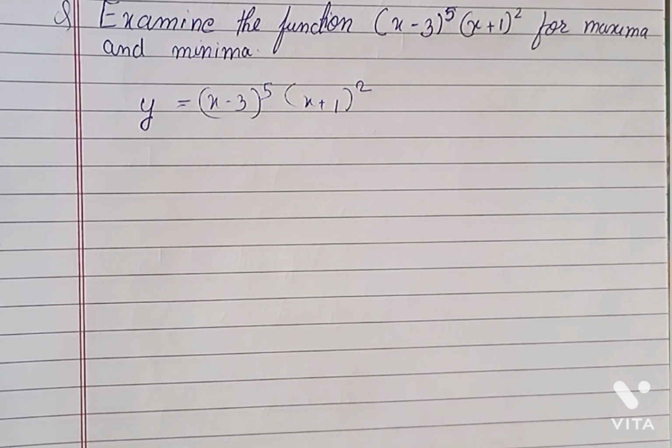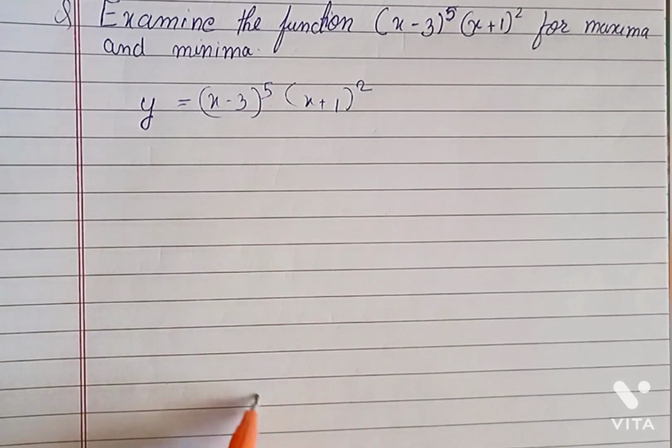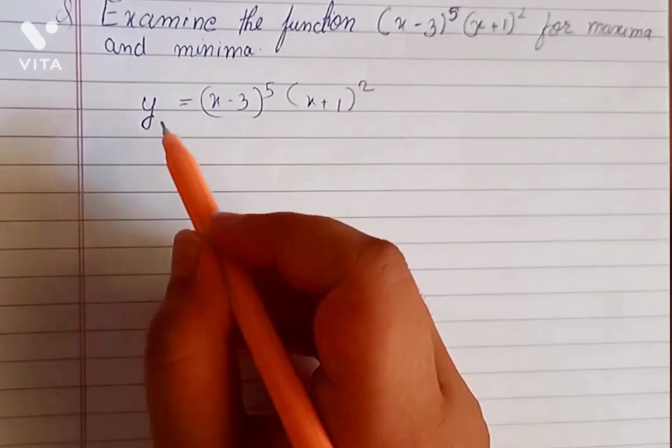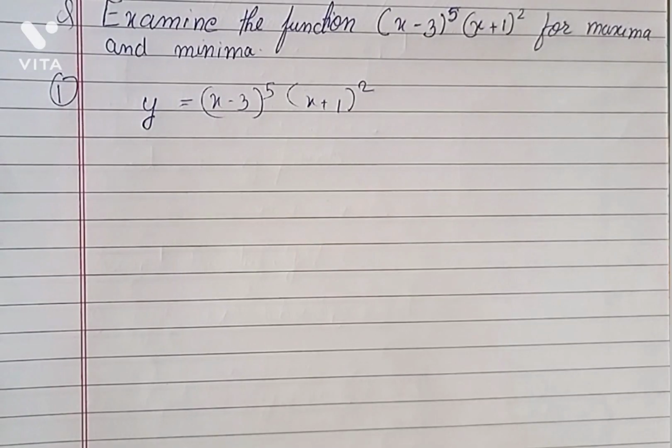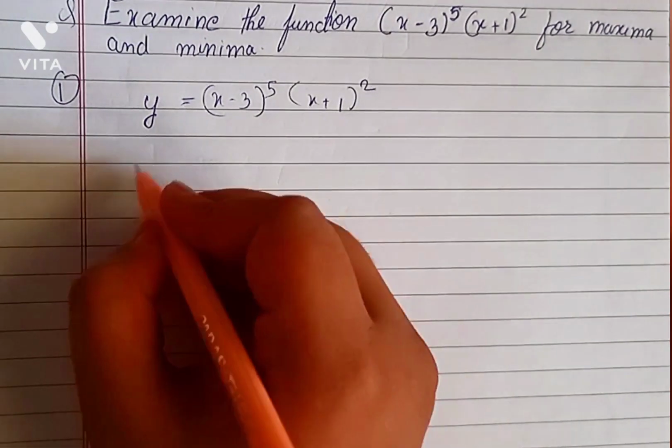First, examine the function (x minus 3) to the power 5 into (x plus 1) to the power 2 for maxima and minima. So I suppose that this function is y. So y is equal to (x minus 3)^5 times (x plus 1)^2. Now I'll differentiate it. I'll show this question using two methods, right? First by the first derivative test and second by the second derivative test. So this is method 1, that is using the first derivative test.